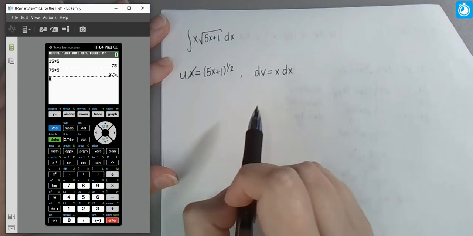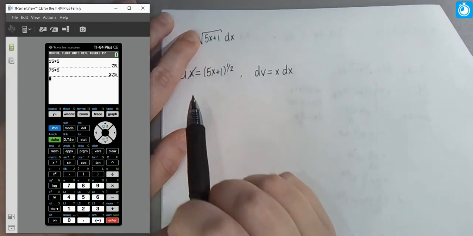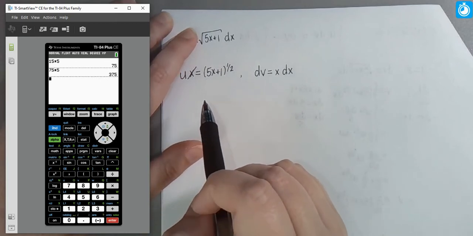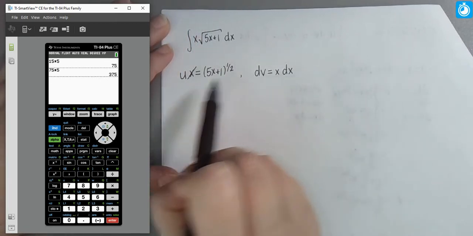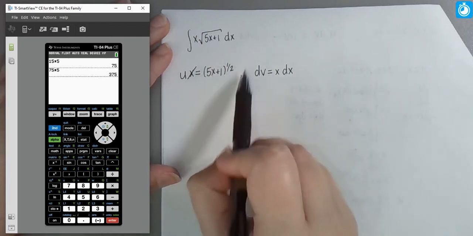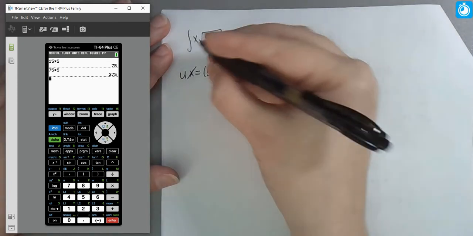We know we can take the antiderivative of x, but just looking at the square root of 5x plus 1, does it immediately stand out as something you can antidifferentiate? Maybe not. So suppose this was the pairing you chose, knowing that you could differentiate this and you could antidifferentiate this. What would happen if we took that direction?